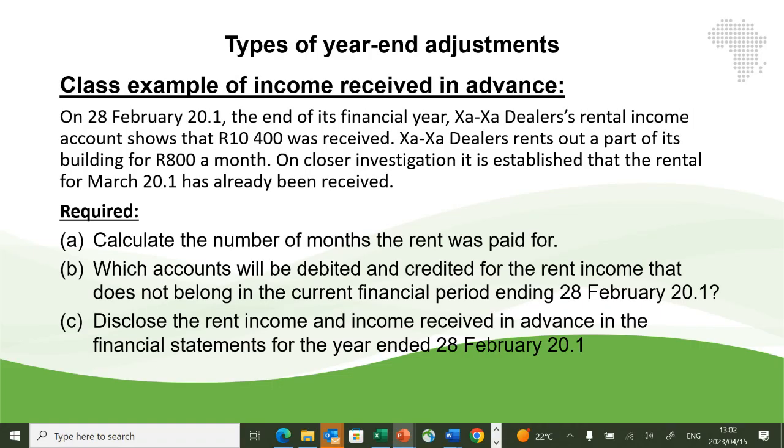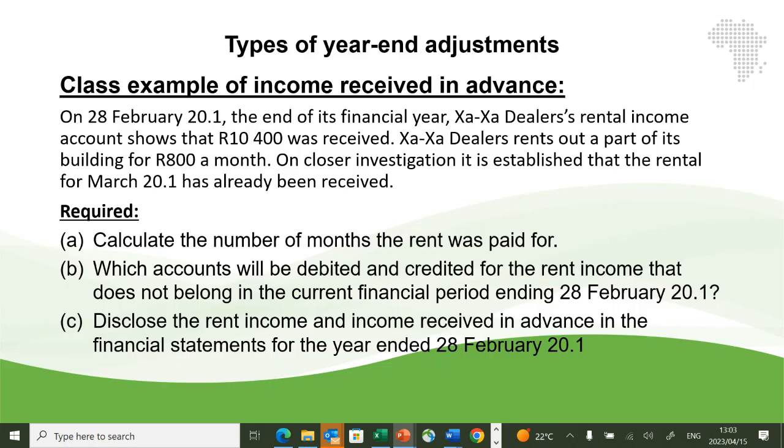Let's go straight to an example that we have here. On 28 February 20.1, the end of its financial year, Tata Dealer's rental income account shows that 10,400 was received. So who received the money? It's the business. We've received 10,400. Tata Dealers rent out a part of each building for 800 a month.